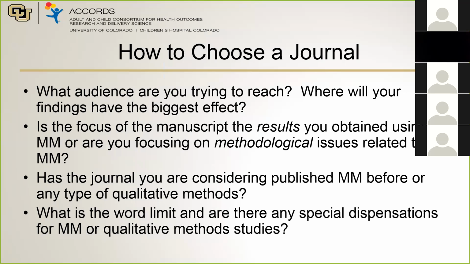And then secondly, as we just discussed, is the focus of the manuscript the results that you got from the mixed methods, or is it methodologic issues? Because if it's really methodologic issues, then it would be very appropriate for a qualitative or mixed methods journal. Has the journal you're thinking about published mixed methods or any qualitative work? When I first started trying to do mixed methods research, I would just look at the journals I wanted to publish and see if I could find any, because sometimes that's a real struggle. It's getting to be less of a struggle, but it's still a struggle. And what are the word limits, or are there any special dispensations for mixed methods or qualitative work? Sometimes some journals say, if you're doing a mixed method, we'll give you a little bit more.